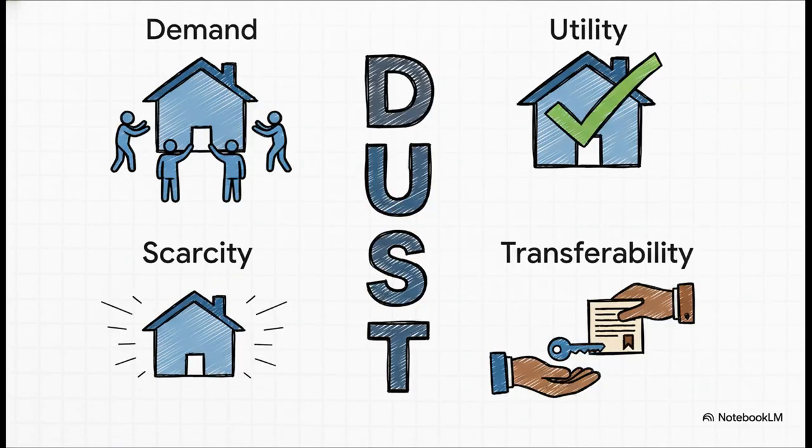The best way to remember this is with the acronym DUST. That's demand, utility, scarcity, and transferability. It makes perfect sense when you think about it, right? For a property to have any real market value, somebody has to want it, it has to be useful for something, it can't be everywhere, and you have to be able to actually transfer the ownership. If you lose even one of those, poof, the value takes a nosedive.